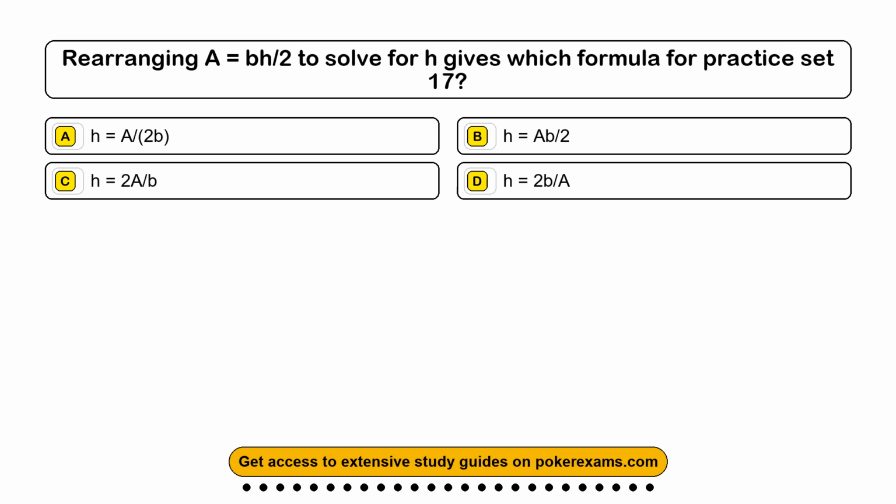Question 11. Rearranging A equals BH/2 to solve for H gives which formula for practice set 17? Option A H equals A/2B. Option B H equals AB/2. Option C h equals 2a/b. Option D h equals 2b/a.